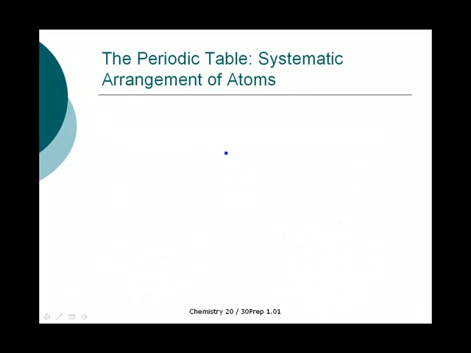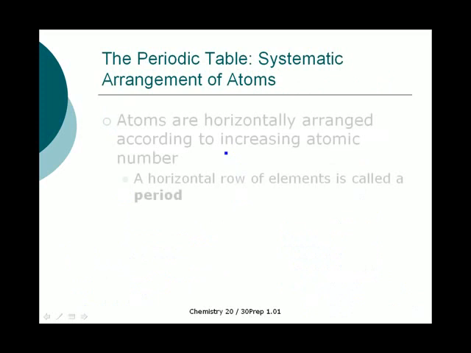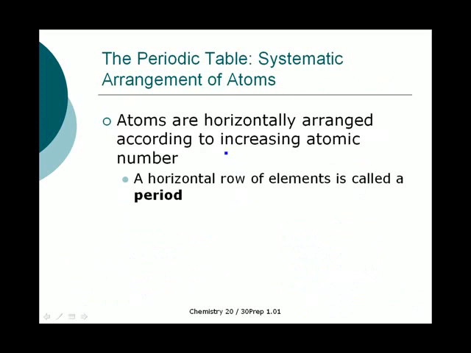So the periodic table is where we're going to find all of our elements. The periodic table is a systematic arrangement of atoms based on their similarities and differences to and from each other. So atoms are arranged horizontally according to increasing atomic numbers. So they're arranged by protons.